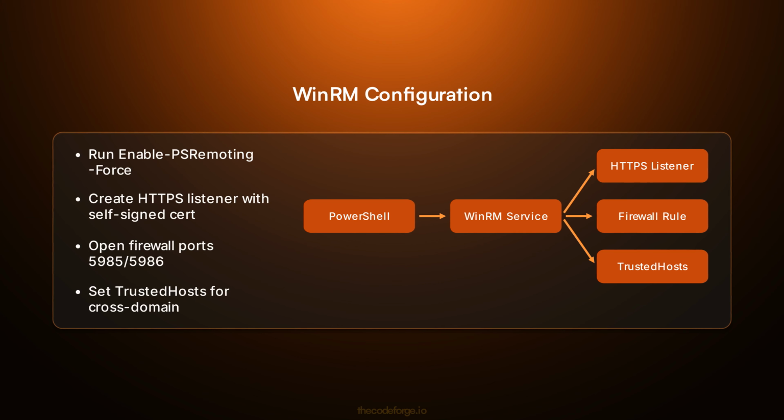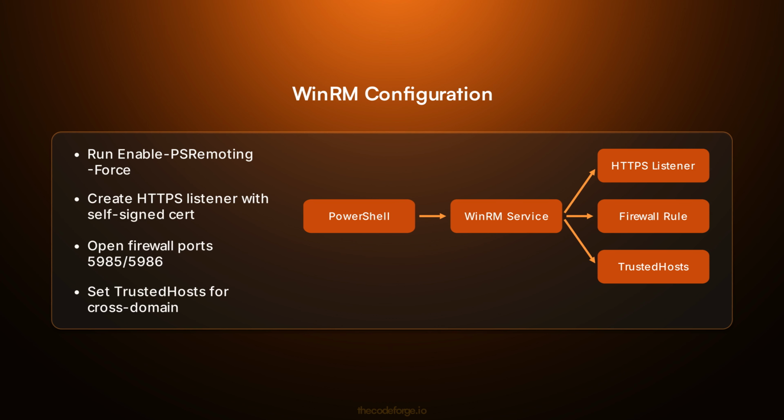The quickest way is to run Enable-PSRemoting -Force in an elevated PowerShell. This starts the WinRM service, sets it to auto start, and creates HTTP and HTTPS listeners. For production, you need to secure it with an HTTPS listener and proper firewall rules.